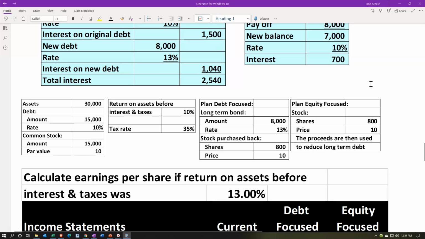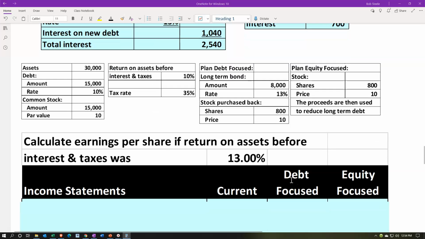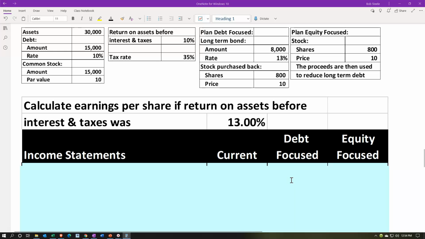We're going to calculate the earnings per share if the return on assets before interest and taxes was 13%. So now we're going to be increasing the earnings. We haven't increased the assets. Another scenario we could think of is increasing the assets at the same return. But now we're going to keep the assets the same, but just because of the market, we're getting a bigger return on it. We're saying the return on our assets is 13% as opposed to the 10%.